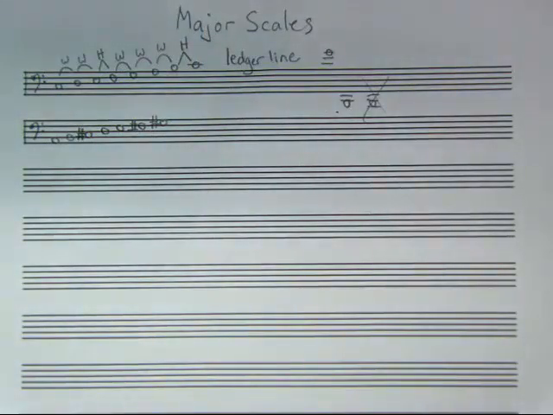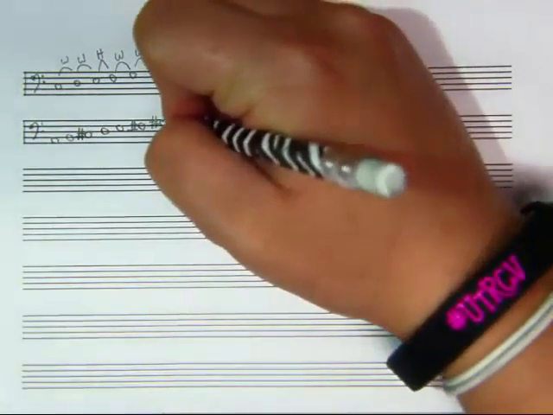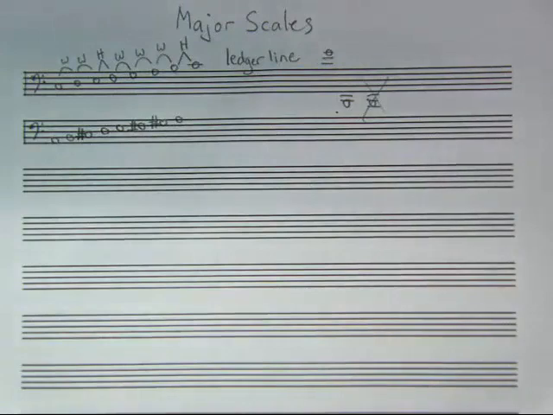Then this is the last one. A half step up from G sharp is A. And you can check because your top and bottom notes should always be the same note. So I have an A at the bottom and an A at the top.